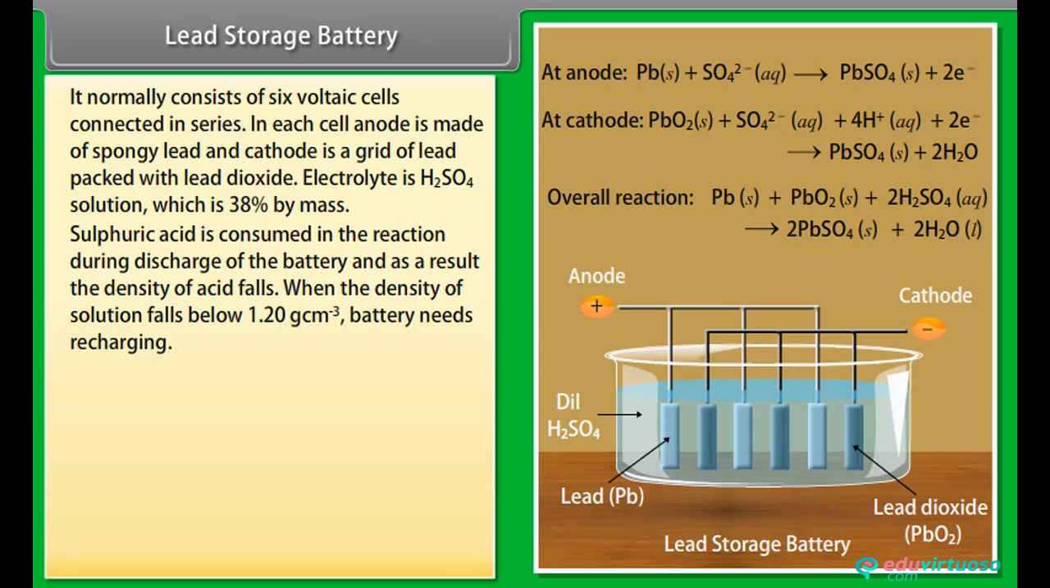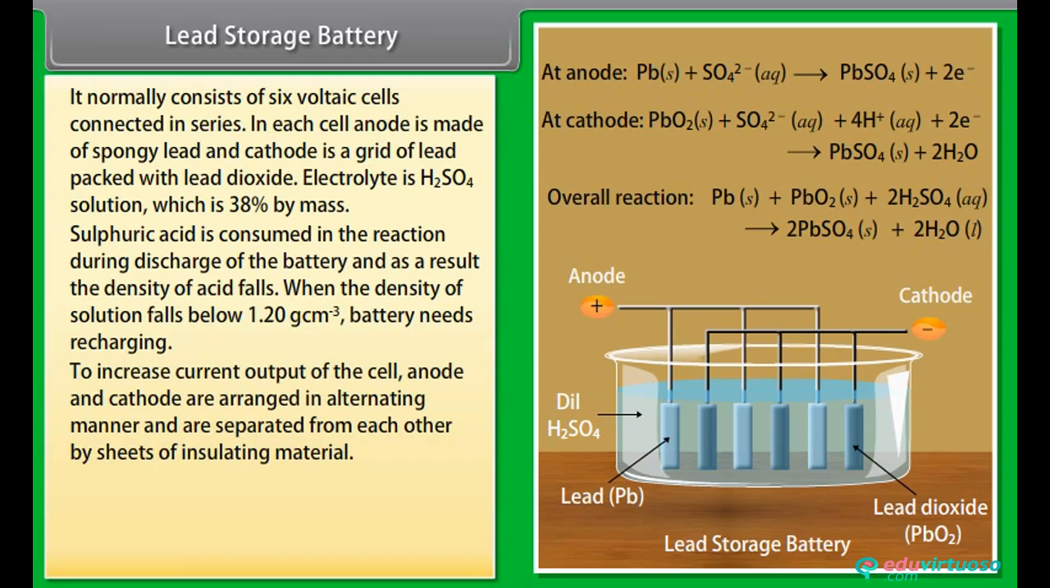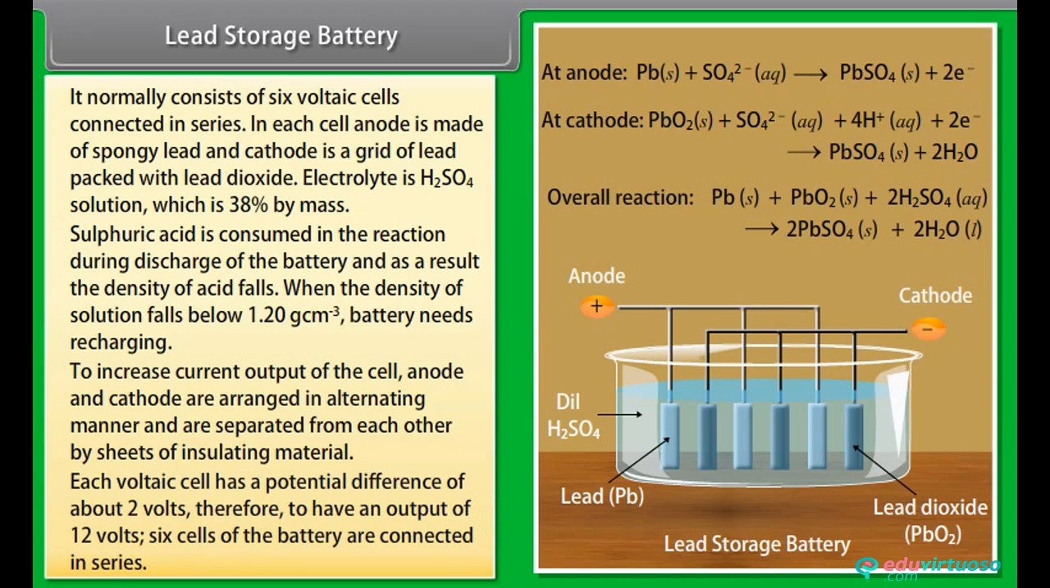When electrical energy is supplied to the battery from an external DC source, the cell operates like an electrolytic cell and chemical reactions take place. But now, the electrode reactions are the reverse of those that occur during the discharge of the battery. To increase current output of the cell, anodes and cathodes are arranged in an alternating manner and are separated from each other by sheets of insulating material. Each voltaic cell has a potential difference of about 2 volts. Therefore, to have an output of 12 volts, 6 cells of the battery are connected in series.